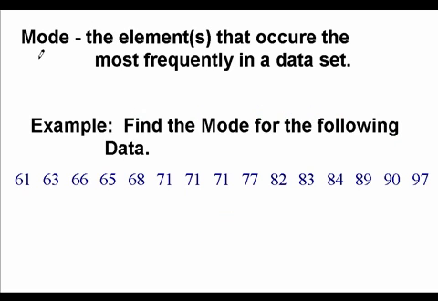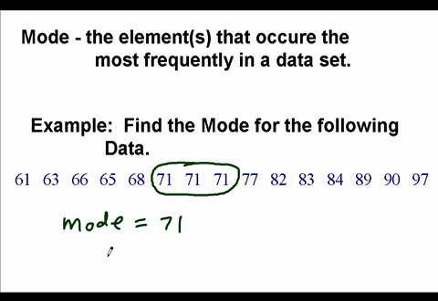Mode is probably the easiest one of all. It's the elements that occur the most frequently in a data set. Again, if you're going to do mode, you usually are going to do median. So you put the numbers in order, and all you have to see is if any elements are repeating. And here the 71 is repeating 3 different times. I don't think anything else is repeating. Now modes can have two answers. Like if 66 happened 3 different times, we would say the mode was 66 and 71. But in this case, the mode is just 71.